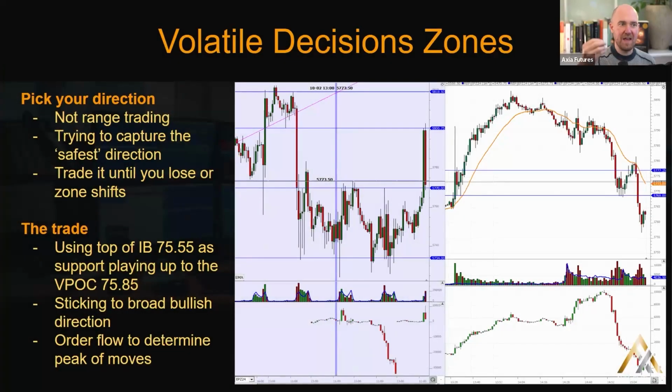I want to be in, I want to be out, move on. In, out, move on. You can take multiple trades. That way, you're going to find streaks of direction rather than trying to carry a runner.